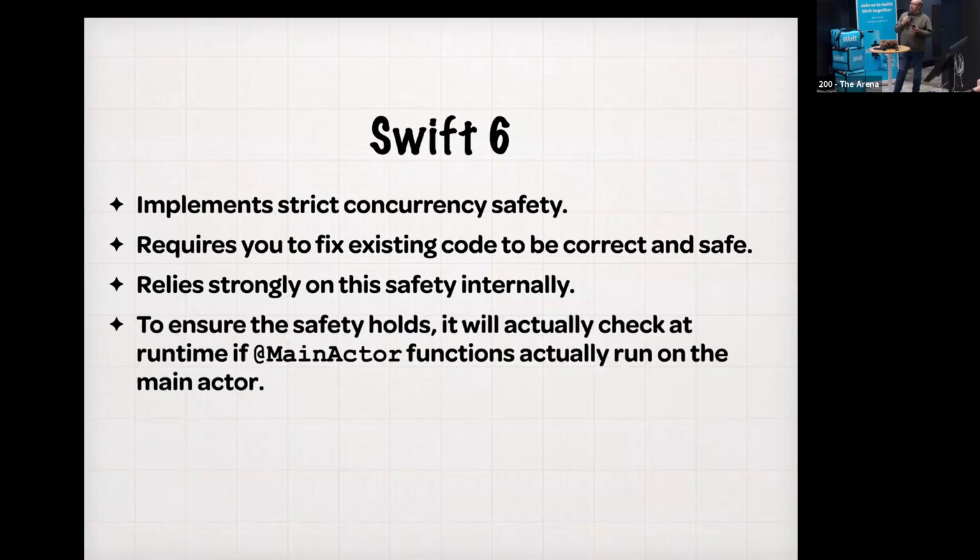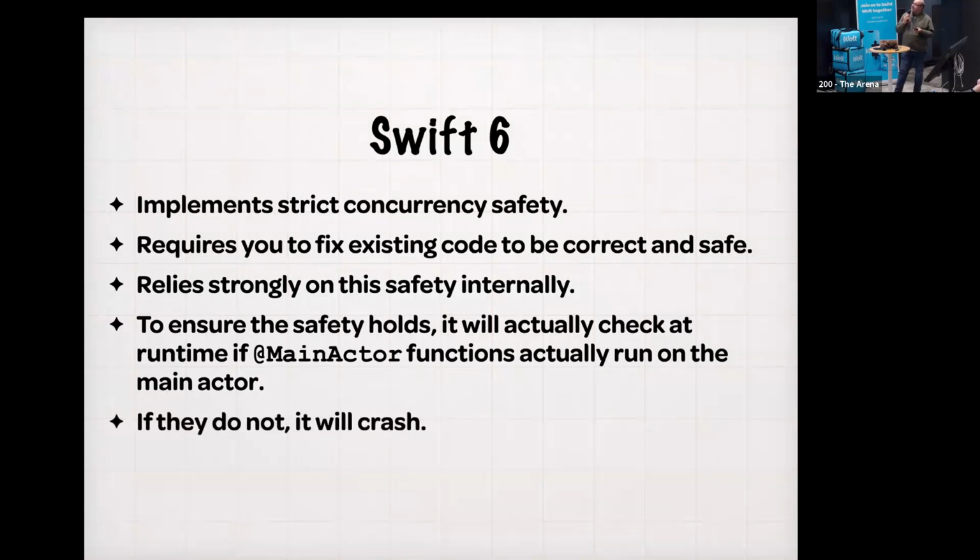So basically, to ensure that this safety is correct, it will actually check when you call a main actor function that you are on the main actor, and if you're not, it will just crash, because it will assume that something has gone very wrong. It's better we crash now, because otherwise all of my assumptions will not be true anymore.